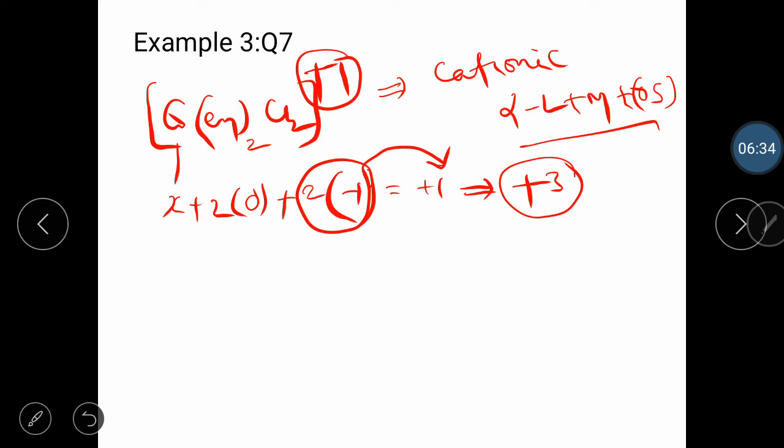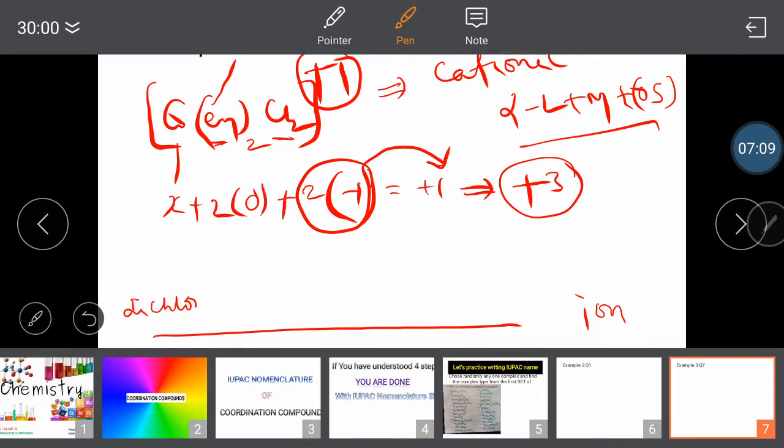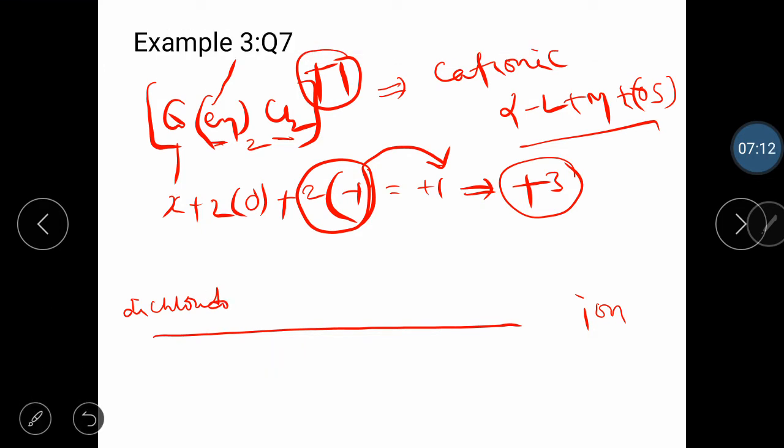Now let's go for the final name. So only the cation we have. There's no anion, so there's no anionic part. Because this ion is given, we must end the name as ion. What do you call this one? Ethane-1,2-diamine. en means ethane-1,2-diamine. This is chloride. Which one comes first, C or E? C comes first. So how many are there? 2. So dichlorido. We know that dichlorido. Now, should I use di?